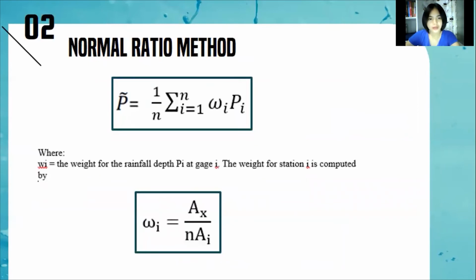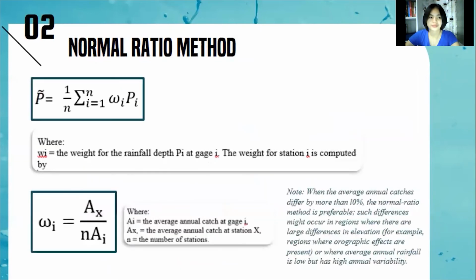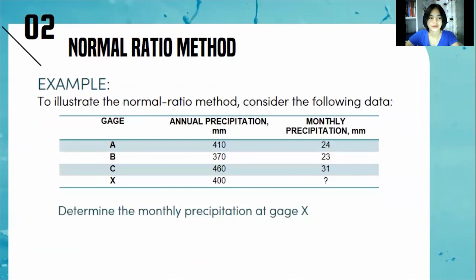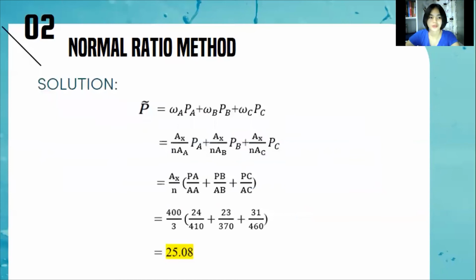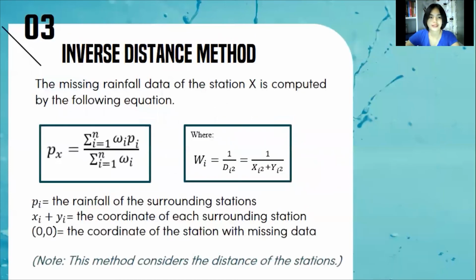Second is the normal ratio method. The formula is on the screen. Wi is the weight of the rainfall depth, Pi is the rainfall at gauge i. The weight for station i is computed by Ax over Ai. We have an example. It is required to determine the monthly precipitation at gauge X. We have steps in determining the monthly precipitation using the normal ratio method. So the solution. Third is the inverse distance method.